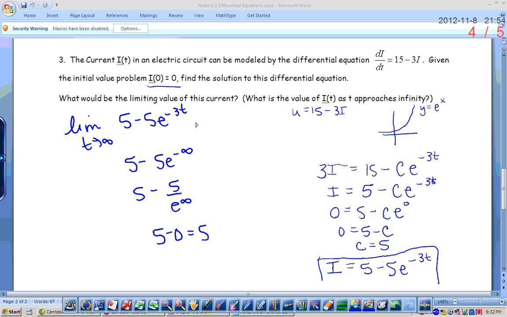Another way I like to think about it from the beginning is to rewrite it as the limit as t approaches infinity of 5 minus 5 over e to the 3t. And then from there, I think it's pretty easy to notice that the bottom of this fraction is going to get bigger and bigger and bigger, infinitely bigger. So 5 divided by a huge number approaches 0. So that limit is 5.